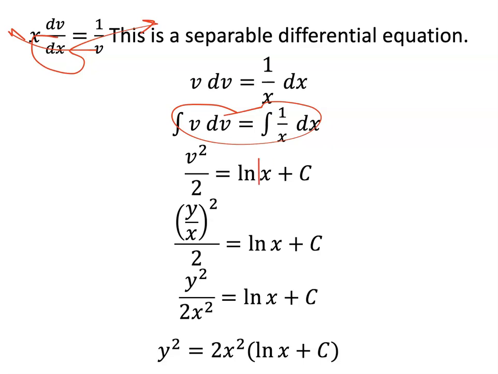Some books are kind of picky, and they put absolute value signs around the x. So strictly speaking, yes, you can do that. I've blown it off here, though. But you may find that your book requires this.